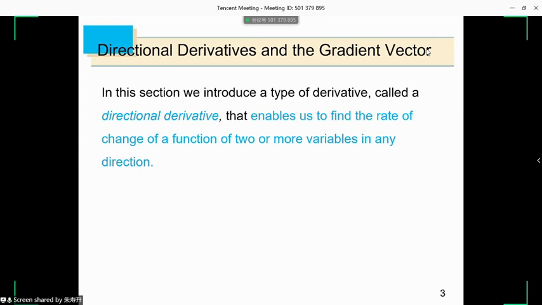We want to give a vector that satisfies any direction. So we want to find the directional derivative.